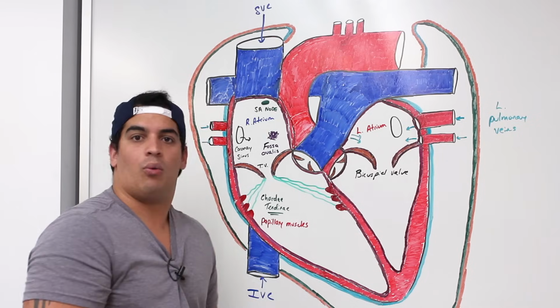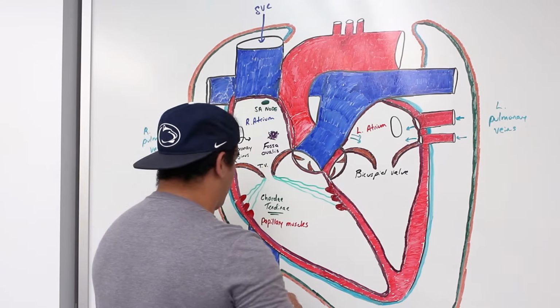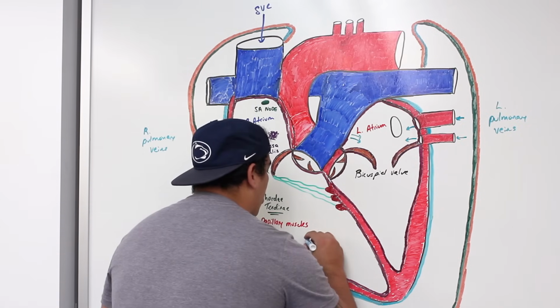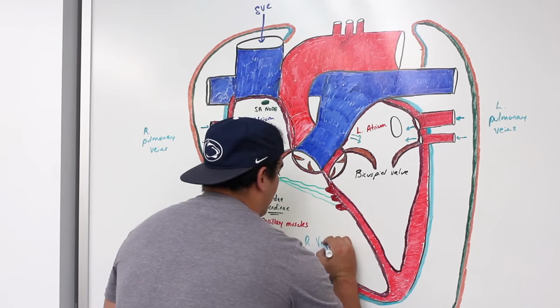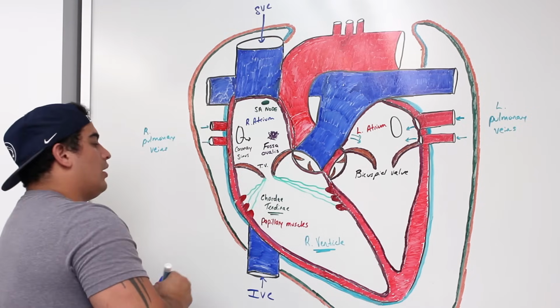What is this chamber here called? What is this chamber of the heart here called? This chamber of the heart is actually referred to, since it's on the right side and it's the pumping chamber, this is called the right ventricle. Very, very important one, okay?